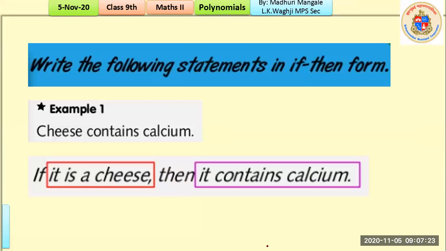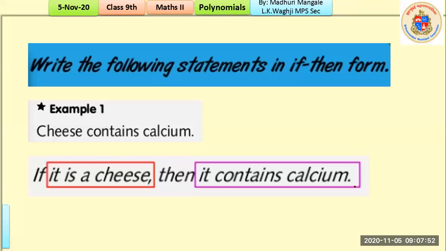So the first part is cheese and the second part is calcium, right? So the antecedent is cheese, that if it is cheese, then it will contain calcium. Calcium is the consequent, right? So if we write it in if then form, it would be: if it is a cheese, then it contains calcium. Okay, so these are some real life examples where we use these statements in if then form.